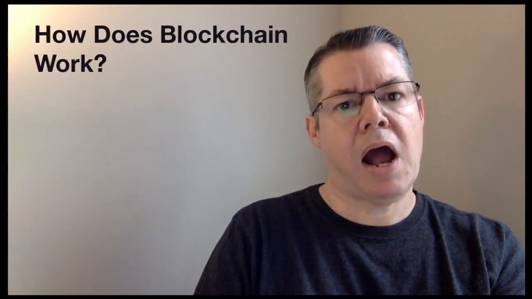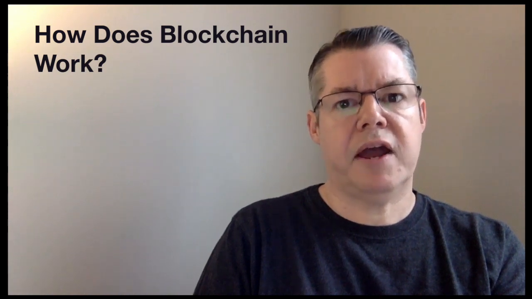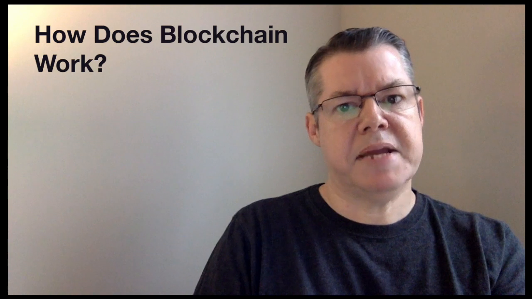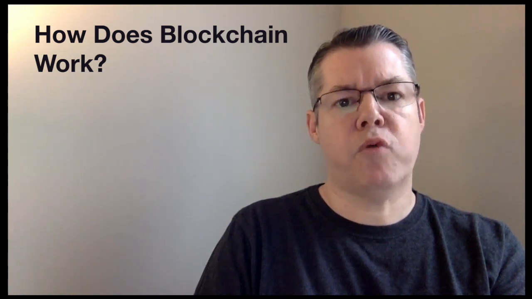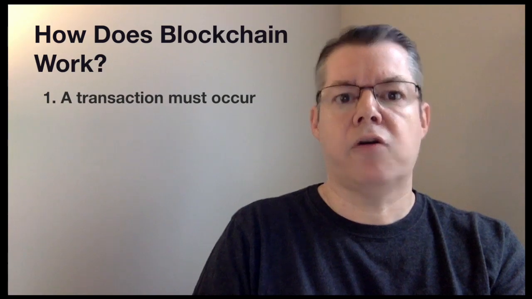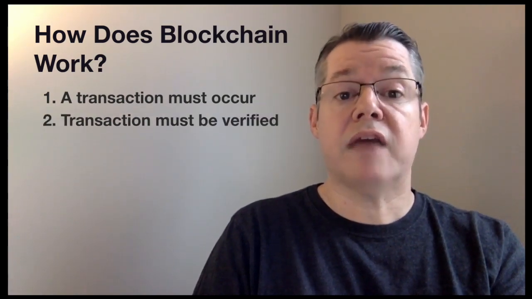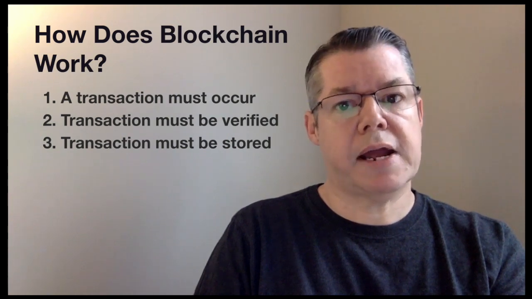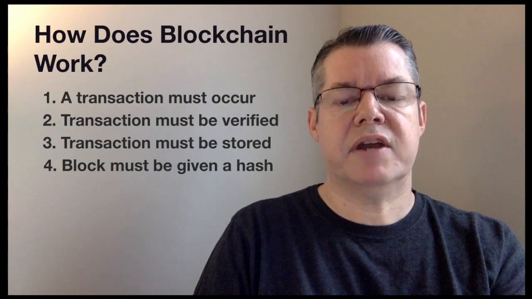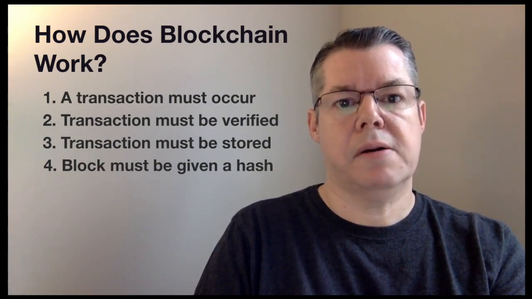So, how does blockchain work? When a block stores new data, it is added to the blockchain. In order for a block to be added to the blockchain, however, four things must happen. 1, a transaction must occur. 2, that transaction must be verified. 3, that transaction must be stored in a block. And 4, that block must be given a hash, a unique identifying code.